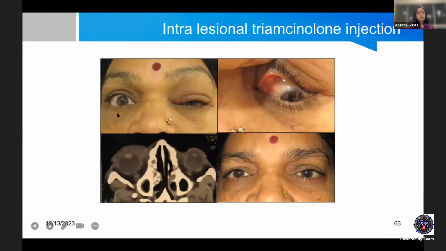So this is an example of a lady who couldn't tolerate steroids at all. And this was her second episode of inflammation. And so we treated her only with intralesional triamcinolone. And she responded very, very well.